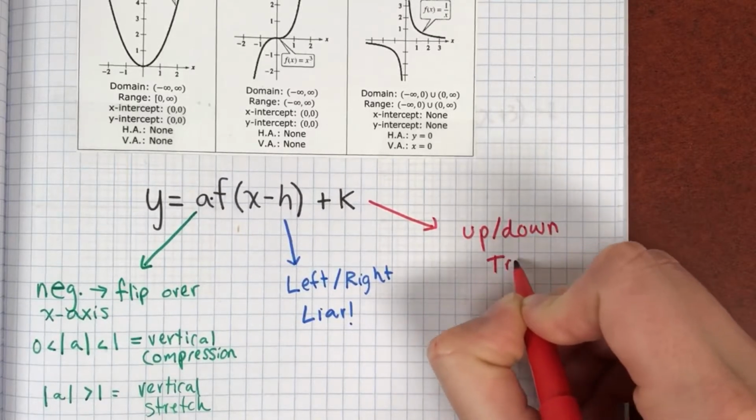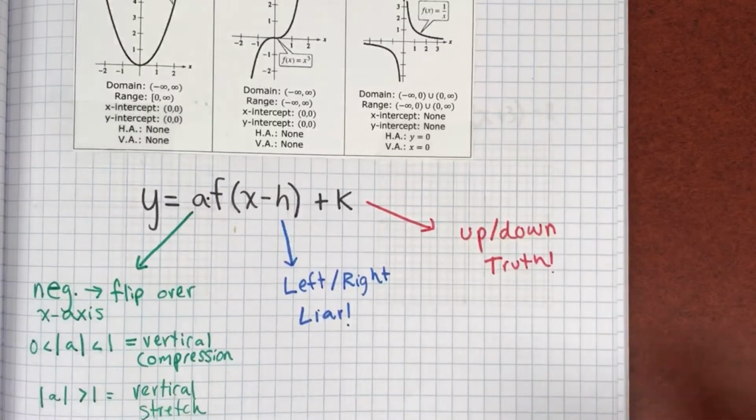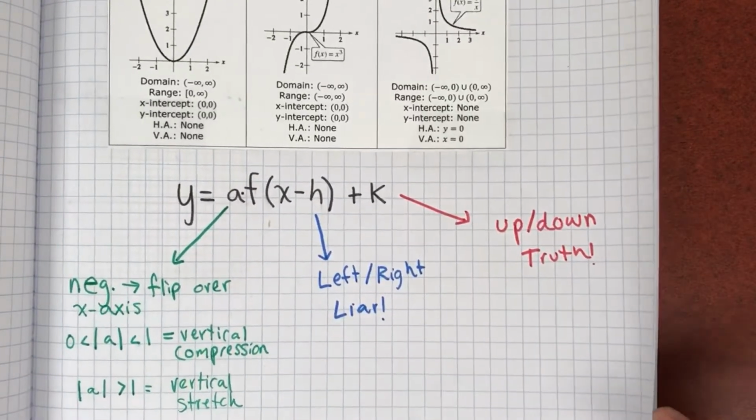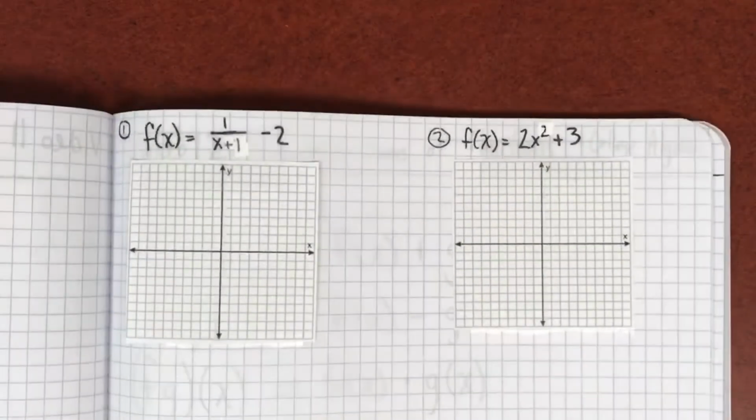And our last one is our K value, and that shifts us up and down. And this guy tells the truth. So if it does say +7, we're going to go up 7 spaces. If it says -2, we're going to go down 2 spaces. So let's actually jump in and look at a couple examples of these.